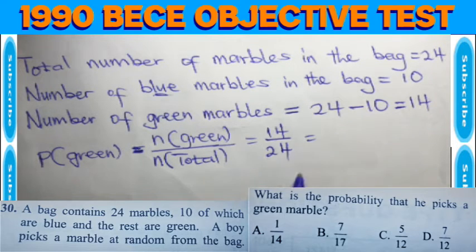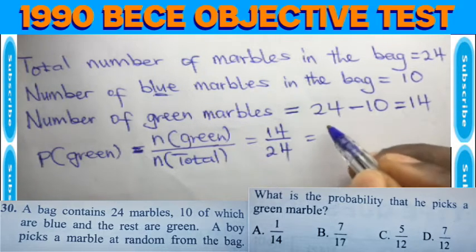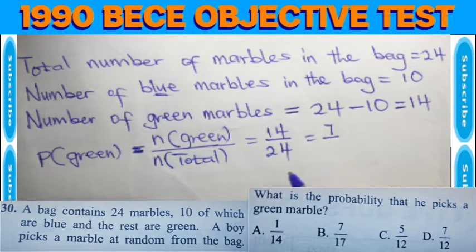So let's leave this in the simplest form. 2 divides 14 and 24, so 2 is the common factor that we are going to use to divide. 2 divides 14 7 times, and 2 divides 24 12 times.